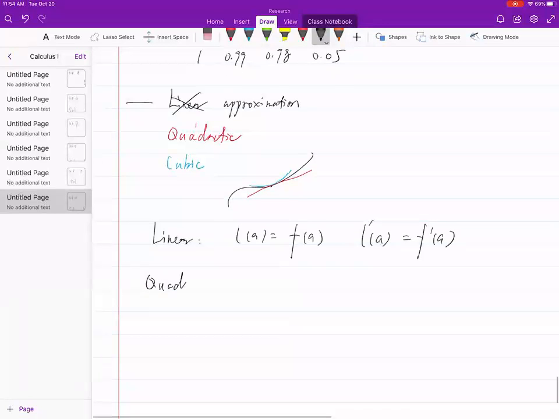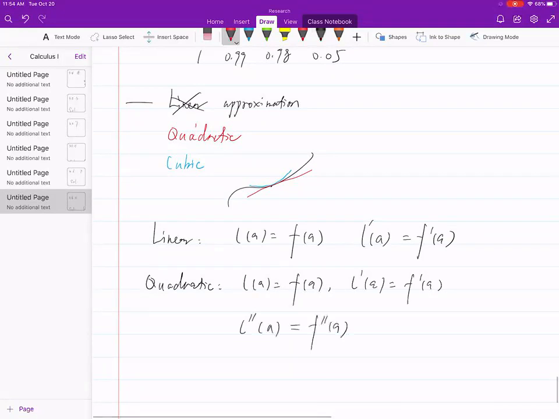Okay. What about quadratic? Now you can see the advantage. That is, I can require Q(a) to be f(a). I can require Q'(a) to be f'(a). I can also require Q''(a) equals f''(a). I have one more requirement. Sounds good? In this way, quadratic is better. Why? Because you have more things in common with the original function than linear. You have one more, that is the second derivative.